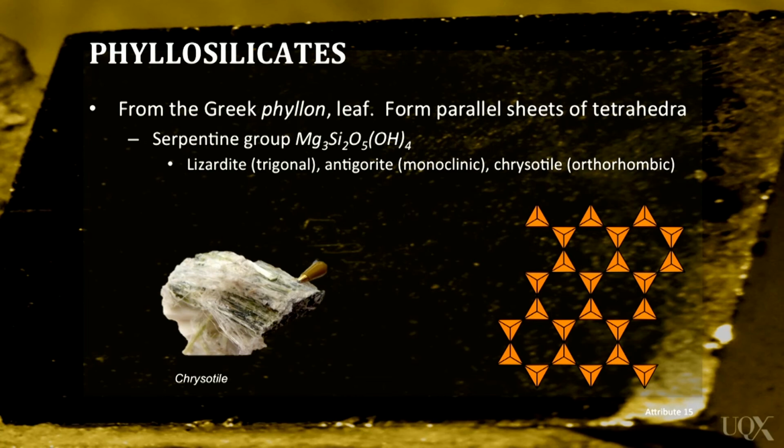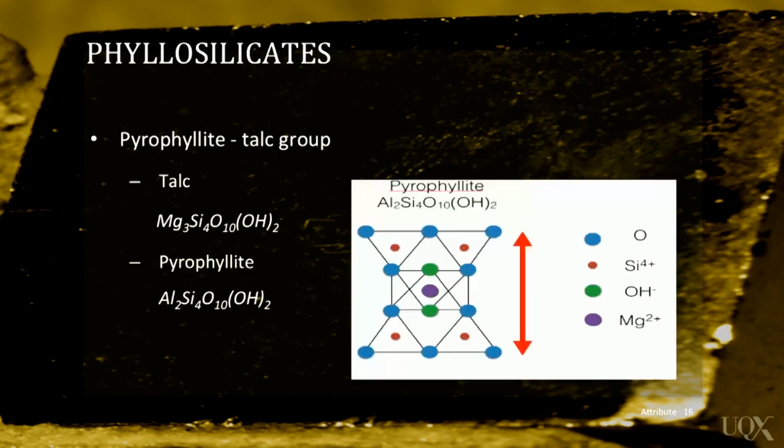Chrysotile is what's known as an asbestiform mineral. You can see from the image that as a result of the crystal structure, this mineral is fibrous and represents a potential health hazard, whereas lizardite and antigorite do not.